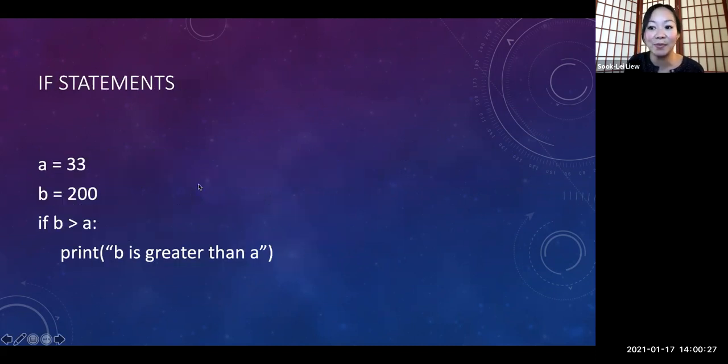So an if statement would look something like this. You first have to define your variables. For instance, A equals 33 and B equals 200. And then you would say, if B is greater than A, colon, and this is, again, an important part of the syntax. Then you go to the next line, you have a tab, and then you say print B is greater than A. So the conditional statement that's being evaluated is B greater than A. In this case, is B greater than A? It's 200 versus 33. So the answer should be yes. And if that's true, then this will happen. This will print out to the screen: B is greater than A.